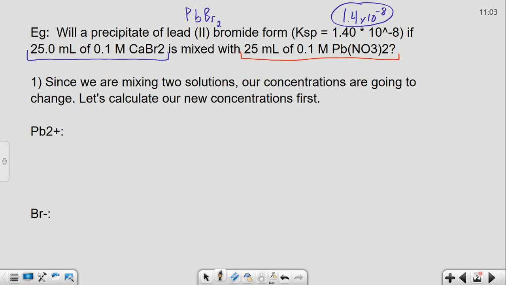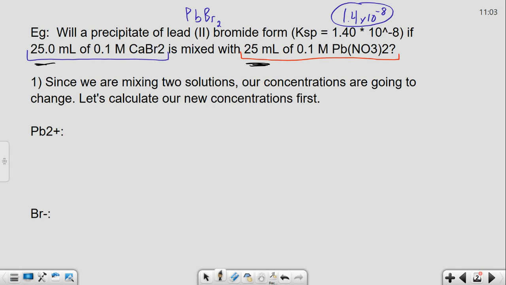All right. So step 1 here, you've got 2 beakers with 25 milliliters each. You're going to mix them together. Since you're mixing 2 solutions, I've mixed 25 milliliters plus 25 milliliters. I now have 50 milliliters, which means my concentrations are all going to change. So we need to first calculate what our actual concentrations are.